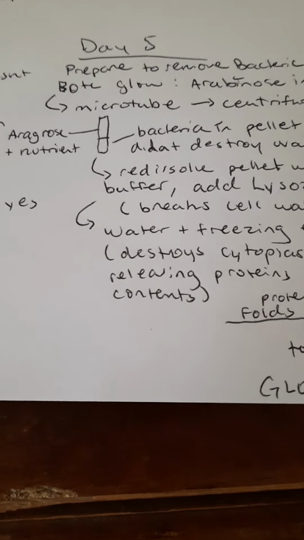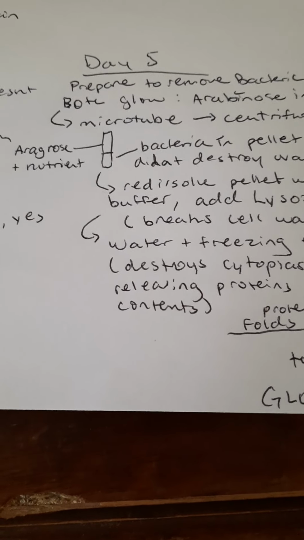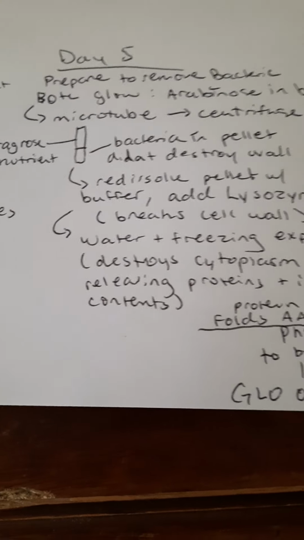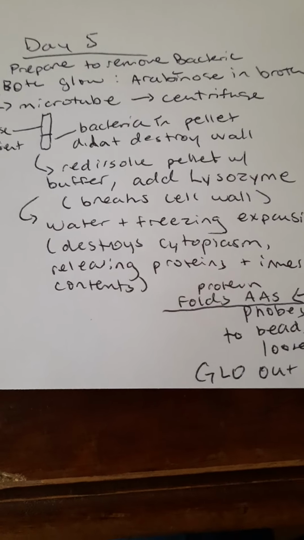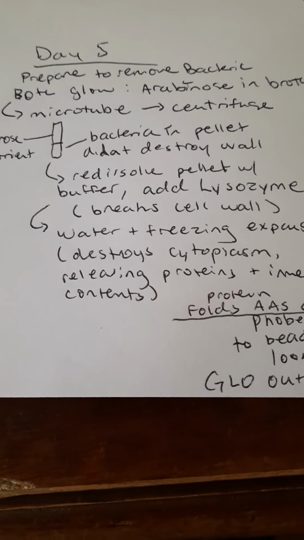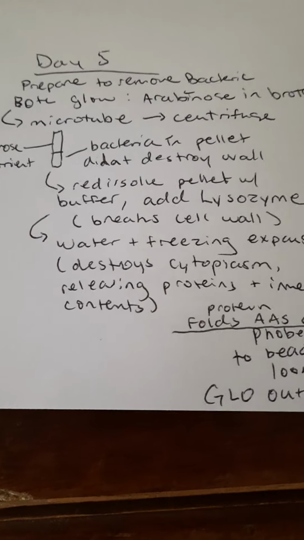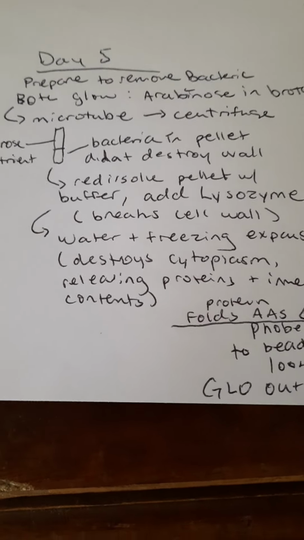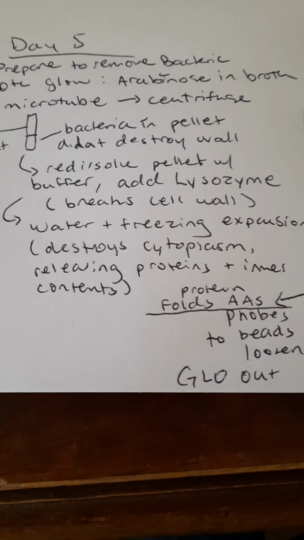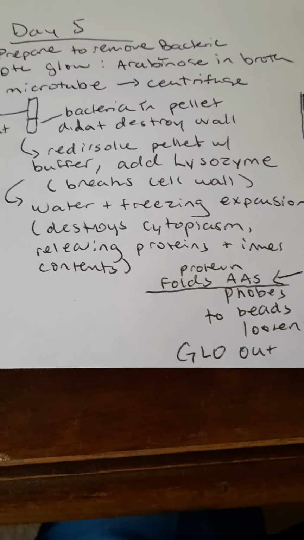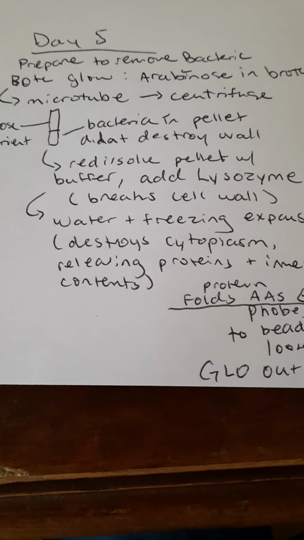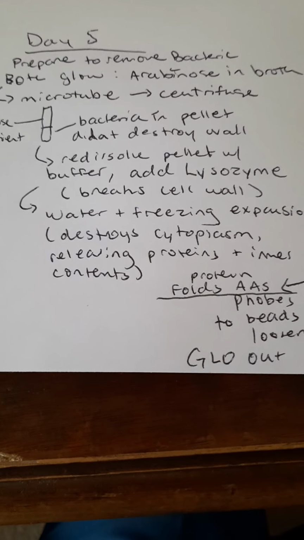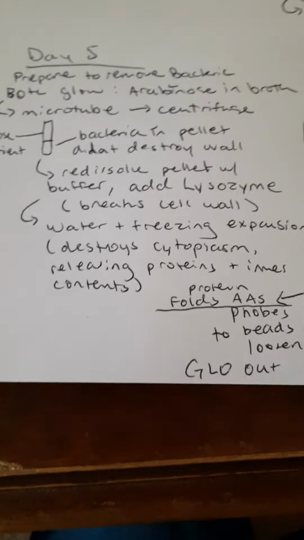So in the supernatant, remember that's not the pellet. The pellet's the hard stuff at the bottom. The supernatant is the arabinose plus the nutrient broth, and the bacteria in the pellet is there, but the cell wall wasn't destroyed, so you'd find the glow protein there if there was any. We need to redissolve the pellet with a buffer before the next step, and then we also add lysozyme, which is an enzyme that breaks the cell wall, again taking away one of those components that we don't need. We need to get closer to the protein, which is hopefully in the bacteria.